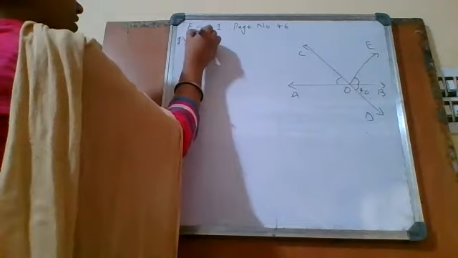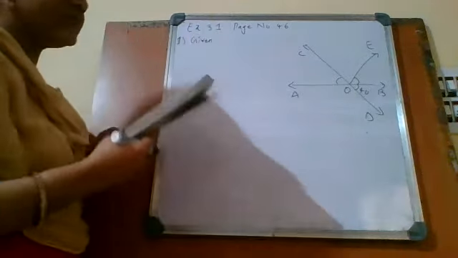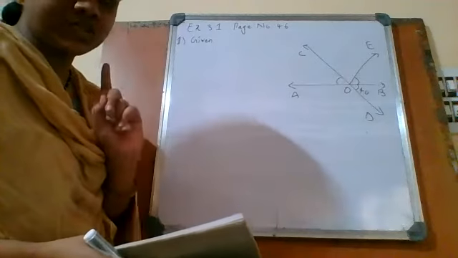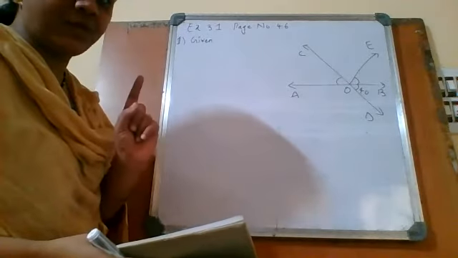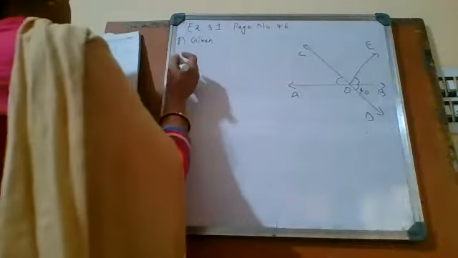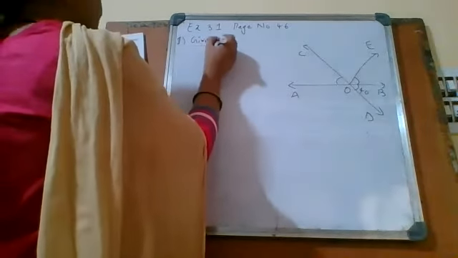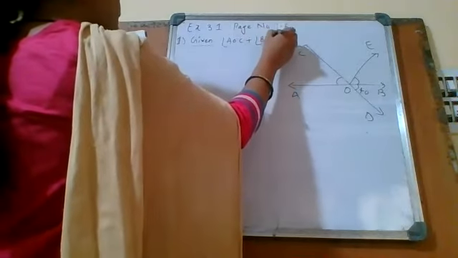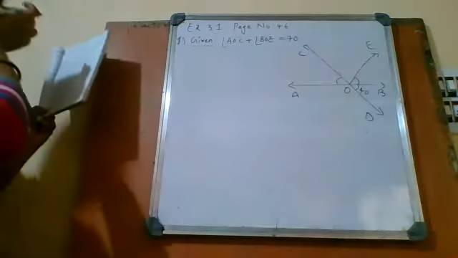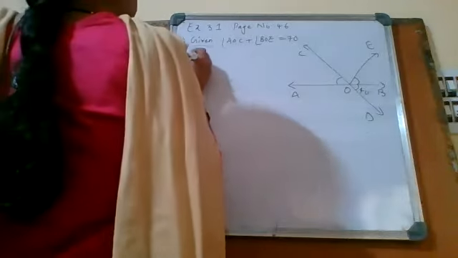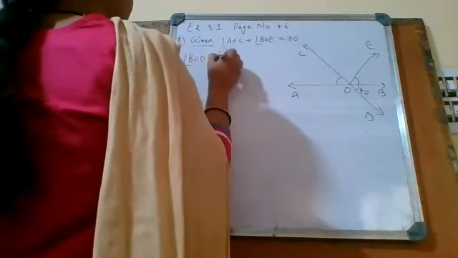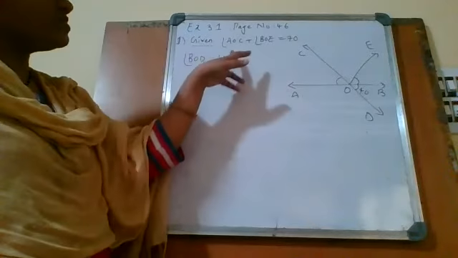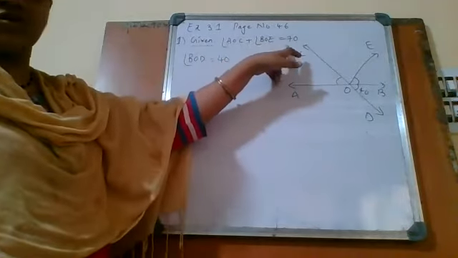Given, first answer. Unless you know the definitions and formulas by heart, you will not understand. So kindly go through the textbook, go to the introduction, and read it properly. Given angle AOC plus BOE is equal to 70 degrees and BOD is equal to 40 degrees.